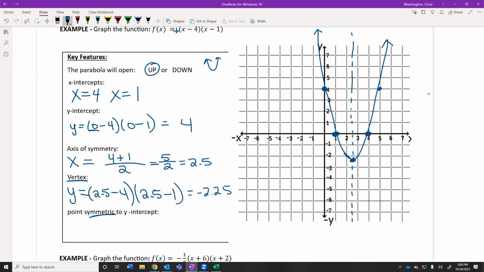That's a pretty good graph there. Pretty detailed, pretty accurate. It's not just floating around in space. We have it about where we need it to be. All right, cool. Let's do one more today.